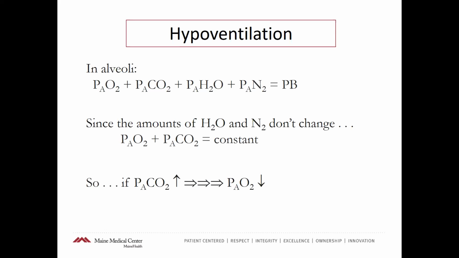So hypoventilation. In the alveoli, you've got oxygen, CO2, water, and nitrogen. If water and nitrogen are always constant, which they are, then the amount of PO2 and CO2 has to be a constant as well, right? This is basic gas laws. So other things being equal, healthy lungs, if CO2 is going up from hypoventilation, O2 is going down. It's being extracted and carried away. So this is a simple one, and it's easy, it's predictable.